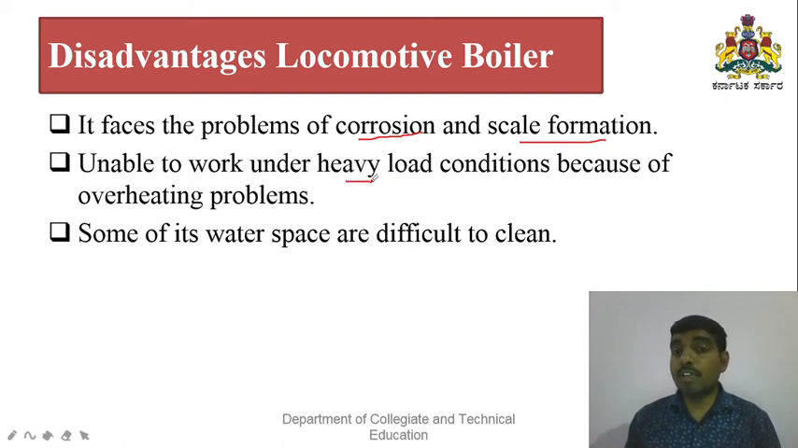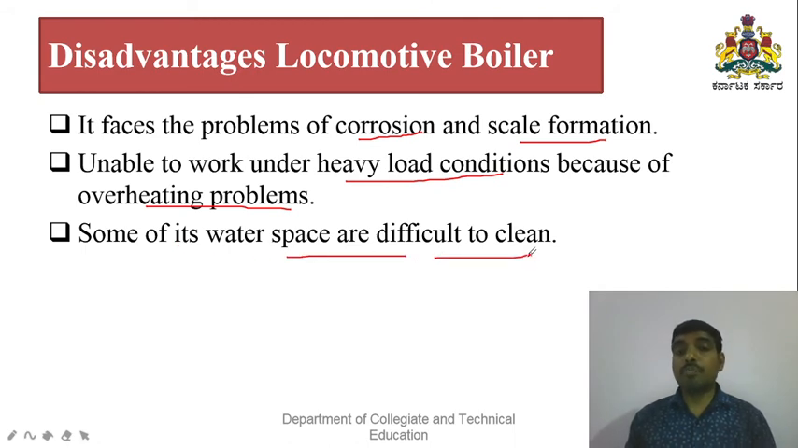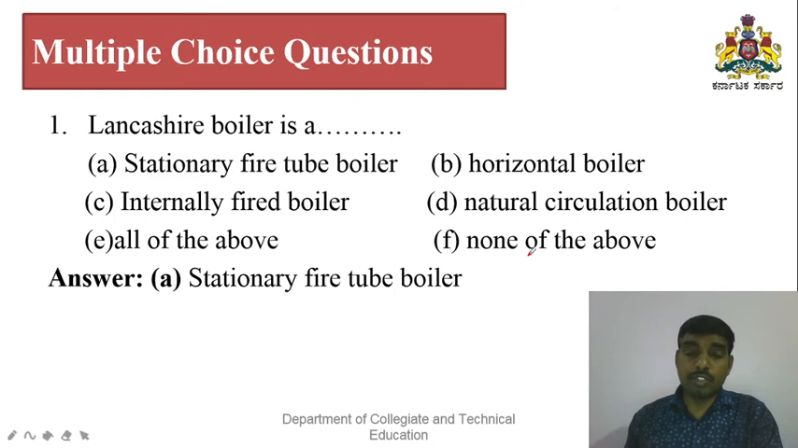It is unable to work under heavy load condition because of the overheating problem. If the boiler is run repeatedly, then the overheating problem will occur, and it is not able to run continuously. That is one disadvantage. Some of its water spaces are difficult to clean, because only limited fire tubes are given. Underneath, we are not able to go and inspect the problem of the tubes. So it is very difficult and a little complicated to overhaul this system. This is another disadvantage.